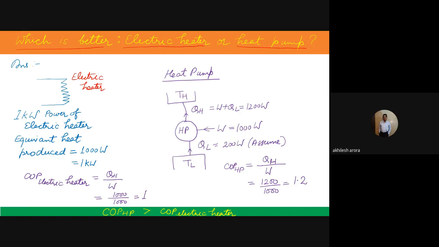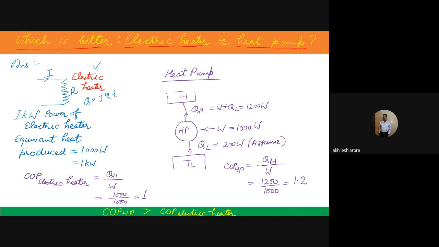Here we have shown an electrical heater. It has a resistance denoted by R, and we are supplying a certain amount of current here. And we know that we can produce a certain amount of heating effect, which is Q, equal to I squared R t. That is the heating effect.